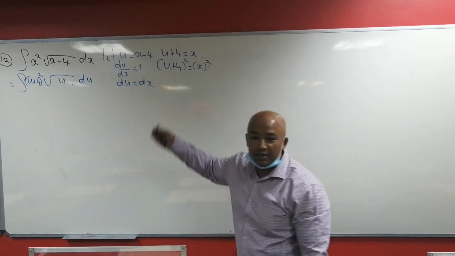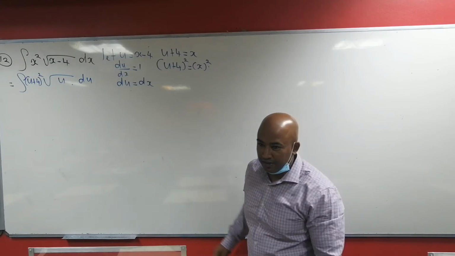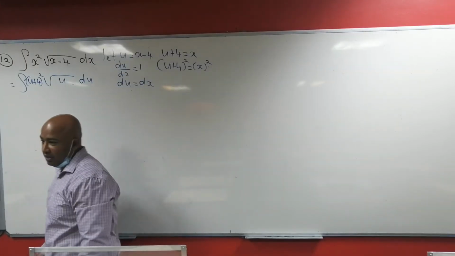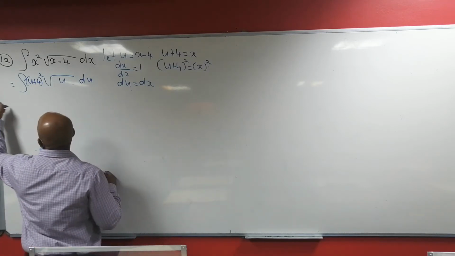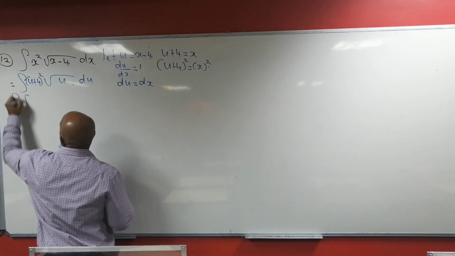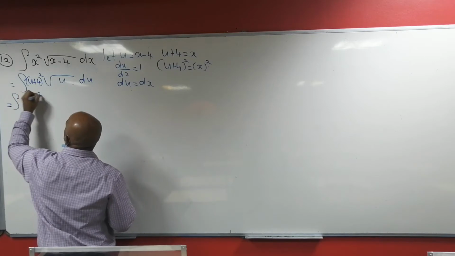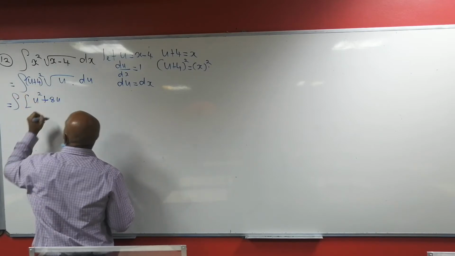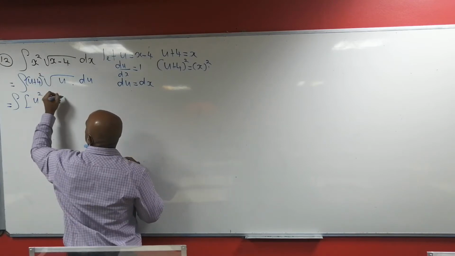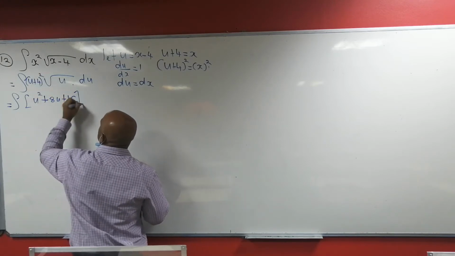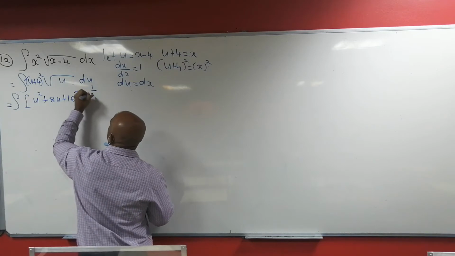Now it's all about simplifying. So what we need to do is exactly like what we did there. Squared, so that's going to be u squared. 2 times 4 times u, that will be plus 8u. 4 squared is 16, multiplied by u to the power half.